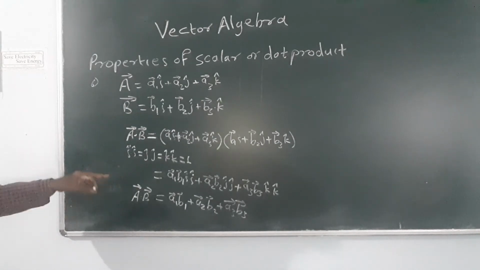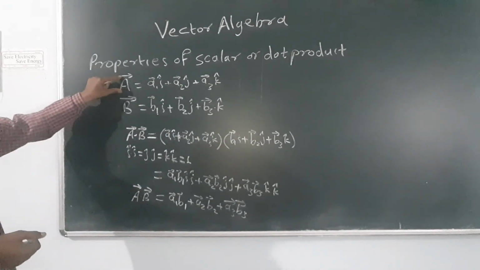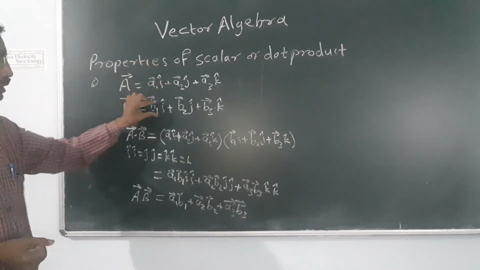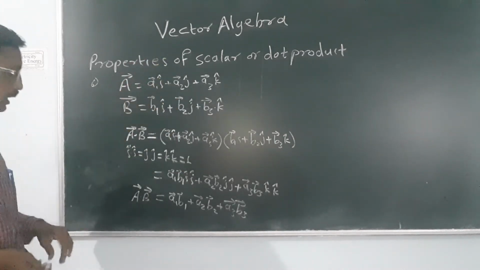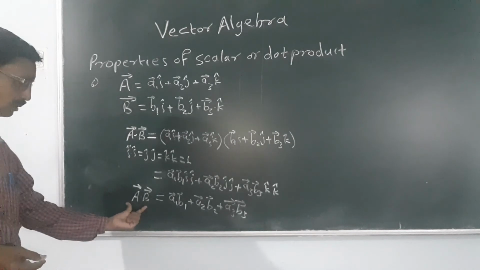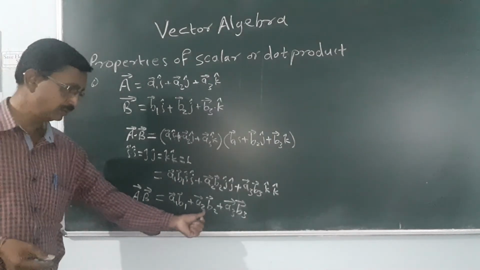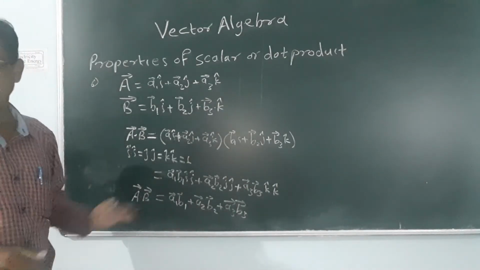So this is another property. Here is one vector A, another vector B. It has three components along i, j, k, and their scalar product is given by the product of their components, that is a1 b1 plus a2 b2 plus a3 b3.